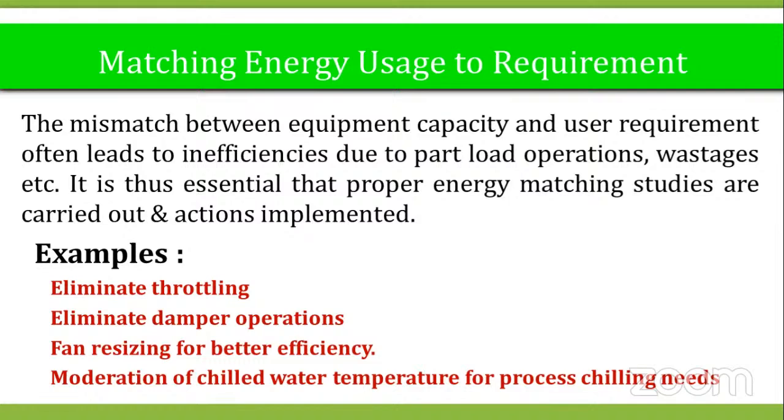That's why the mismatch between the equipment capacity and the user requirement often leads to inefficiency due to part load operations, wastages, etc. Examples are: eliminate throttling, eliminate damper operation, fan resizing for better efficiency, moderation of chilled water temperature for process chilling needs. All these are operational in industry. So we need to identify what examples are available.